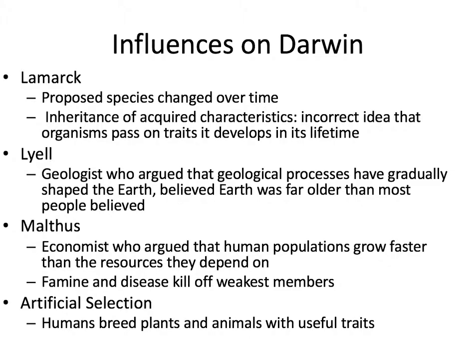Humans can breed plants and animals with useful traits, so they can change species to suit their needs, and all our crops have been created in this way, right? Like we have giant strawberries, for example, instead of tiny wild strawberries. That's artificial selection. That's actually a type of evolution in a sense.